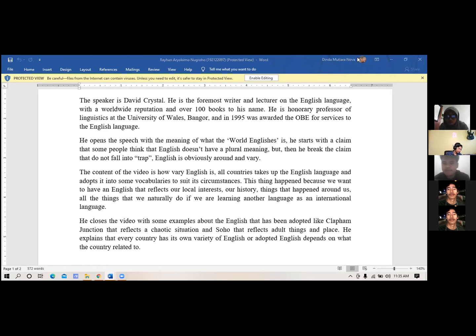And then he closes the video with some examples about the English that has been adopted, like Clapham Junction, like what I mentioned before, that reflects a chaotic situation, and Soho, that reflects adult things and places. He explains that every country has its own variety of English or adopted English. It depends on what the country relates to. Like what I said in Asia, that relates to a chaotic situation or some traffic, we can use Jakarta as a reference. Or in the center of the town, like the hyped up situation in Tasik, we can use Hazet or some sort of thing like that.